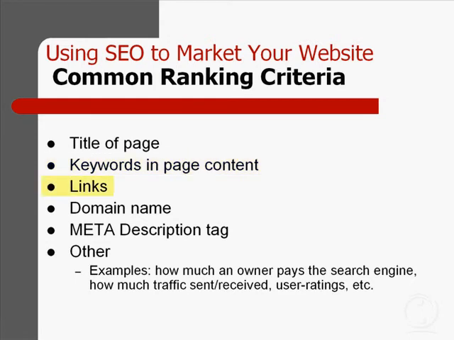Incoming and outgoing links, a page's domain name, also known as a URL or web address, and meta description tags are also common criteria. Other more specialized search engines often use more specific or unique criteria. Examples of this are search engines that allow owners to buy their rankings. Another example are places that allow their users to rate their listings and then display the listings in order of highest rating.